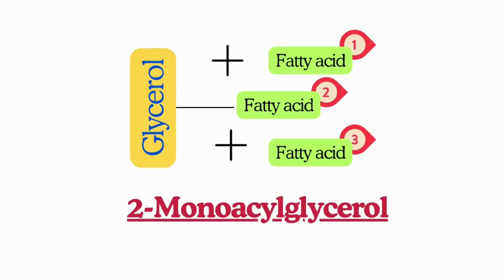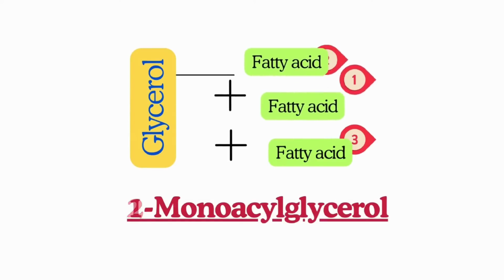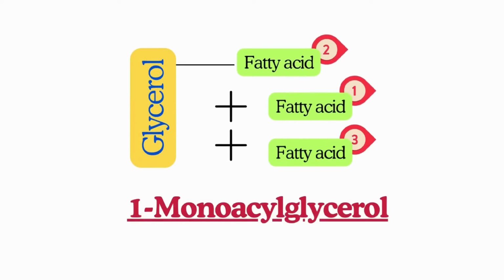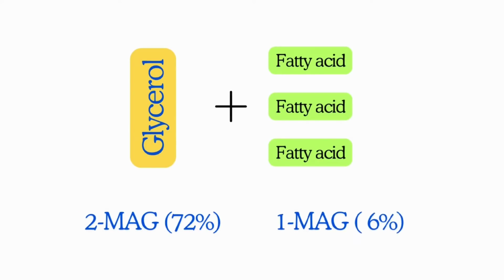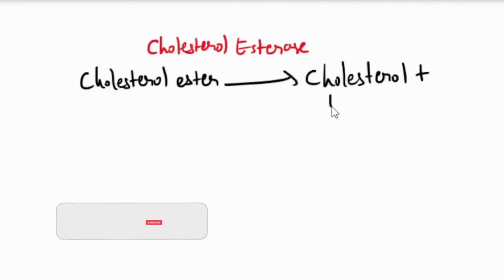Since lipase cannot act on the second carbon, another enzyme called isomerase repositions the fatty acid to the first carbon, allowing lipase to complete the breakdown into glycerol and 3 fatty acids. The final products of triacyl glycerol digestion include primarily 2-monoacyl glycerol 72%, 1-monoacyl glycerol 6%, and a mixture of glycerol and fatty acids 22%. Cholesterol esterase cleaves cholesterol esters to produce cholesterol and free fatty acids.